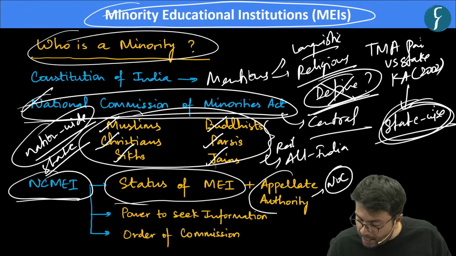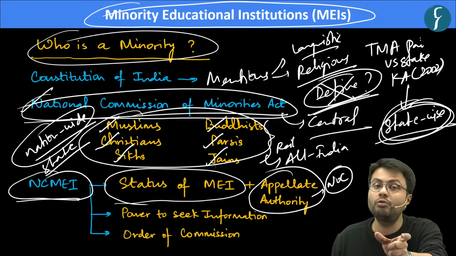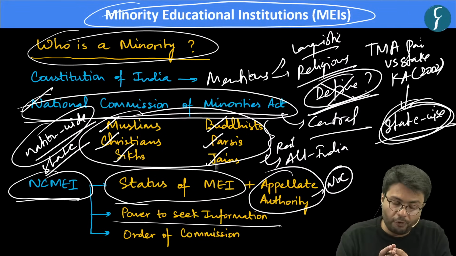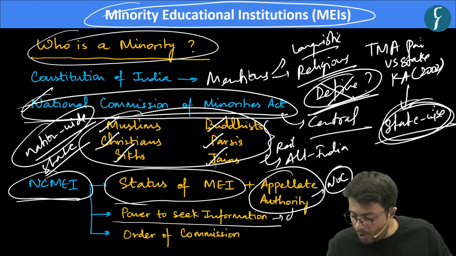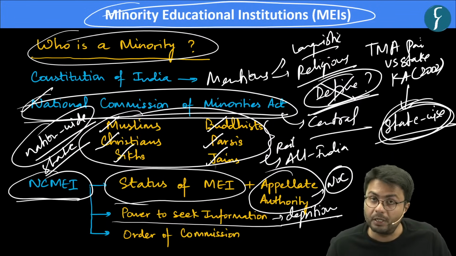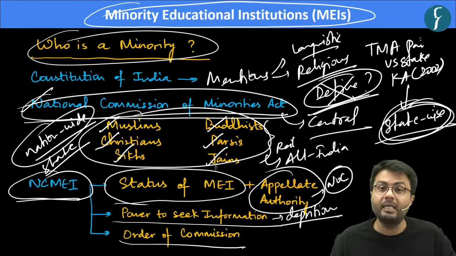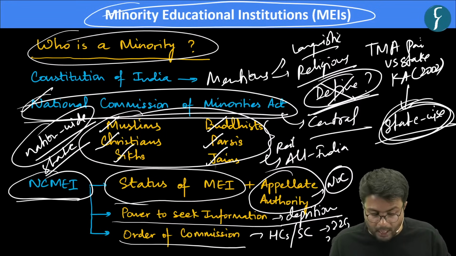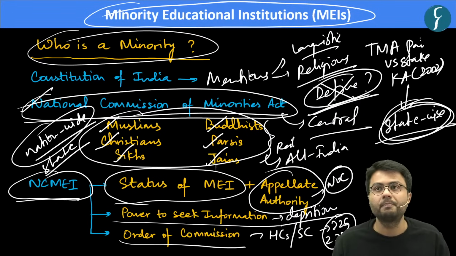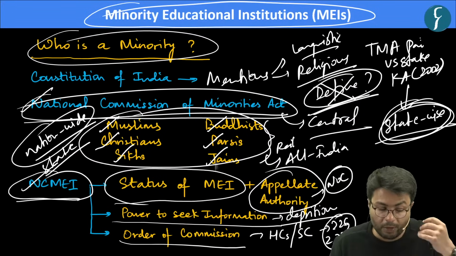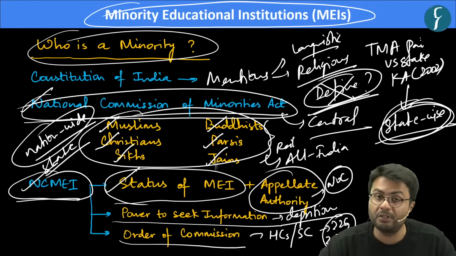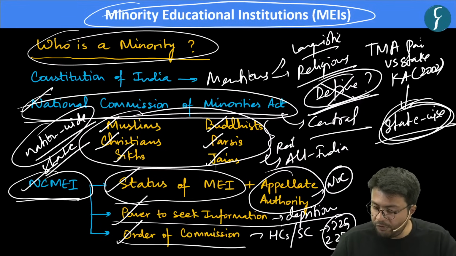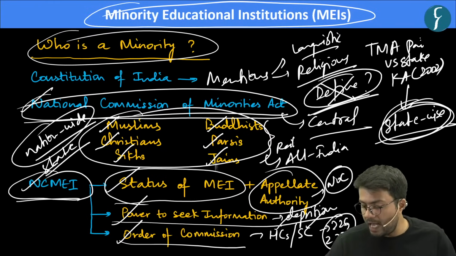Hence, this body acts as an appellate authority as far as deciding upon issues of minority status is concerned. Further, this commission also has the power to seek information on any complaint as far as violation or deprivation of minority educational rights is concerned. Further, the order of this commission can only be challenged in High Courts as well as the Supreme Court of the country under Articles 226 as well as 227 of the Indian Constitution. Hence, this National Commission for Minority Educational Institutions decides on the status of minority educational institutions, has a power to seek information as far as deprivation of minority rights is concerned, and its final order can only be challenged in High Court as well as Supreme Court of India.